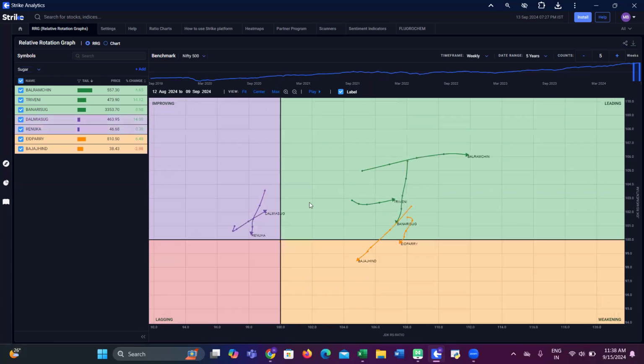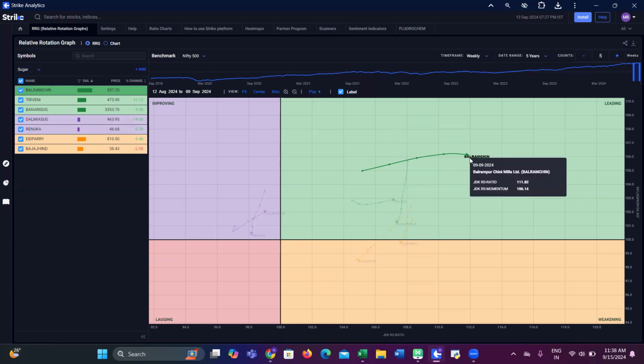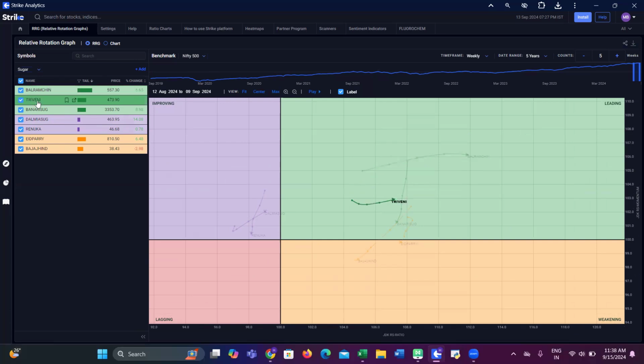I don't know whether I missed some of the sugar stocks, but I was able to filter these. Balrampur Chini Mills. So let's look at this. Having a very good RS and not a significant RS momentum, but having a good RS. It is into leading. Triveni, yeah, slight increase in the RS momentum and slight increase in the RS. Not a significant tail length, but it is in leading. But interesting to see, there's no downtrend at the moment based on the chart.